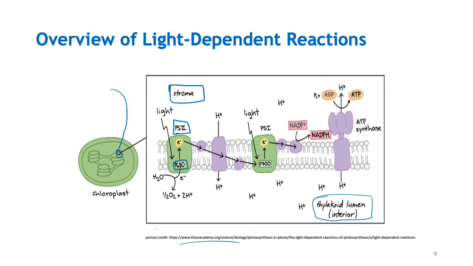That electron then gets transported to a mobile electron carrier, similar to ubiquinone in the electron transport chain in the mitochondria, which then goes to this cytochrome B6F complex. We'll talk more about that.